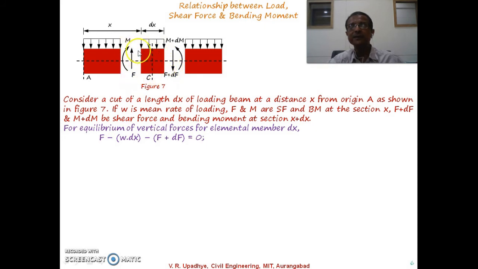For equilibrium, each part must also be in equilibrium, so the algebraic sum of this must be equal to 0. So F is the force over here, W into dx is the externally applied force over the dx distance, and F plus dF is the shear force at dx distance apart. So this equation must be equal to 0. If we rewrite it, what does it give? This F and this minus F get cancelled, and W becomes dF divided by dx.